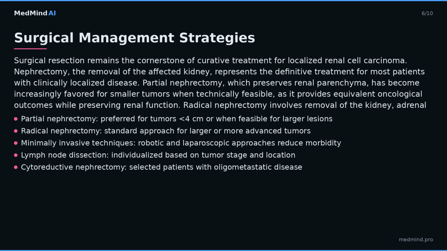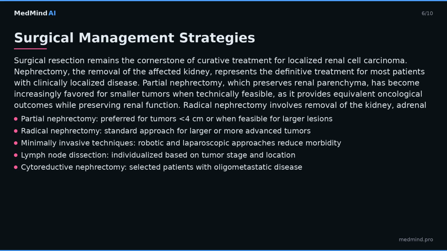Radical nephrectomy involves removal of the kidney, adrenal gland, and surrounding fascia, with or without regional lymph node dissection depending on clinical circumstances. For patients with metastatic disease at presentation, cytoreductive nephrectomy may provide benefit when combined with systemic therapy, though patient selection remains critical.